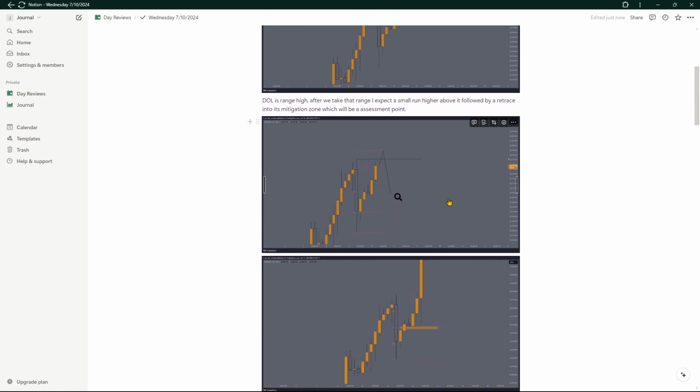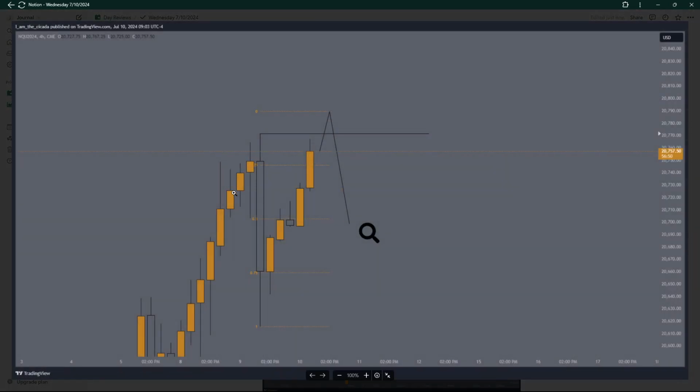The assessment point is basically just where I will look into lower time frames and look for stuff that would hint a reversal or change in delivery. So here, this was at 9:03 when the drawn liquidity was not yet hit. So I expected a move higher and then a move back lower into previous range equilibrium, which I do not have.